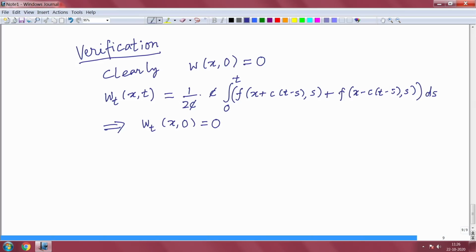Okay. So, let us compute the next one, W_tt. So, this half is there. So, if I differentiate with respect to the limit t, I simply get f of, you just put s equal to t here. So, you get f of x, t and another one there.